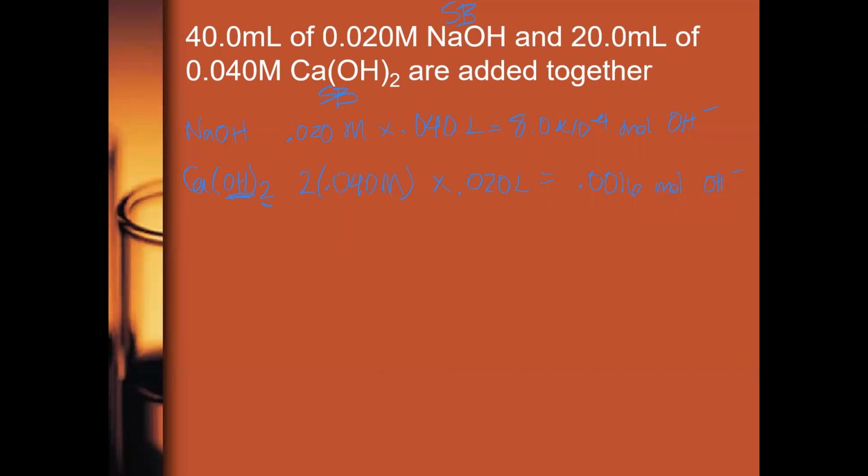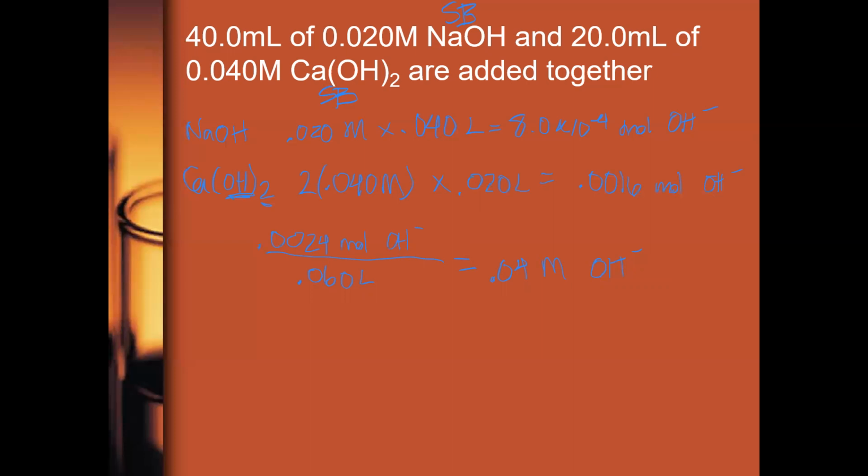When we add them together, that is a total of 0.0024 moles of hydroxide ions. Divide that by our total volume. So 40 milliliters plus 20 milliliters is 60 milliliters, which is 0.060 liters. That means that our concentration for hydroxide is 0.04 molar hydroxide ions.